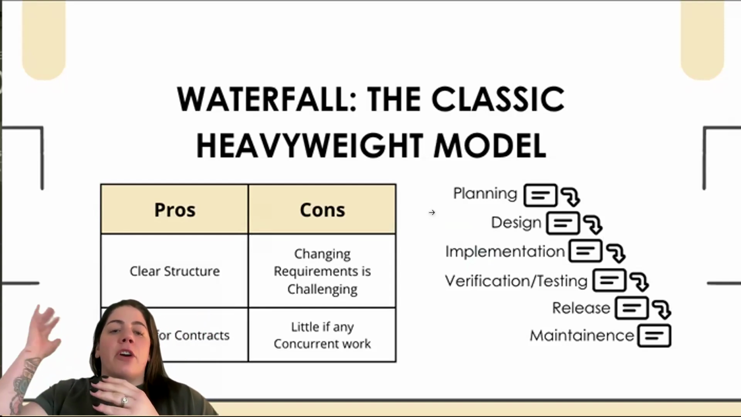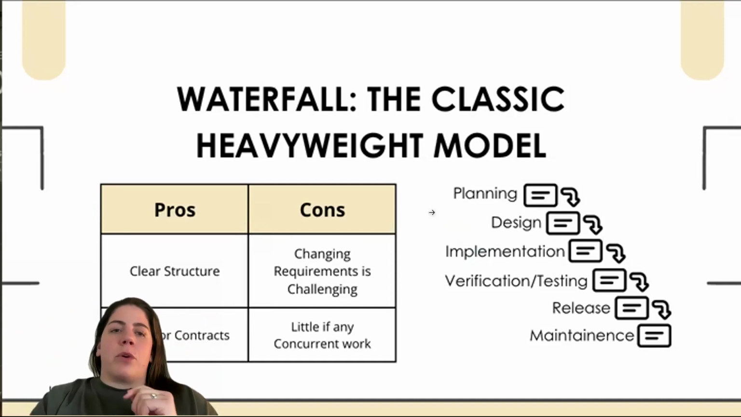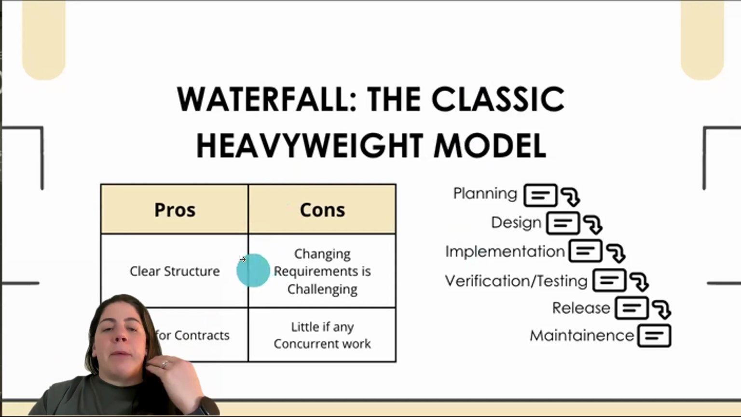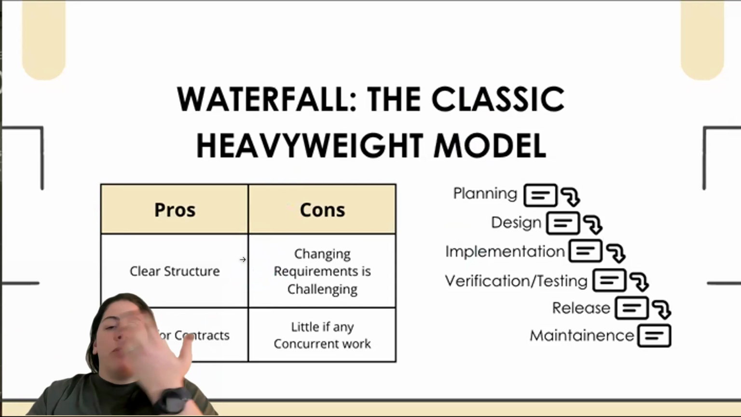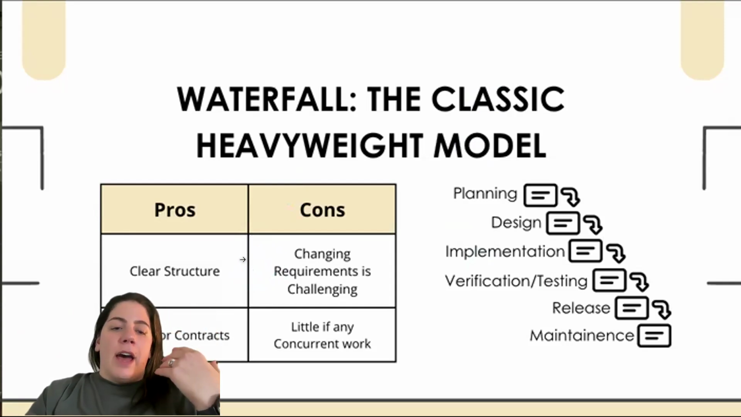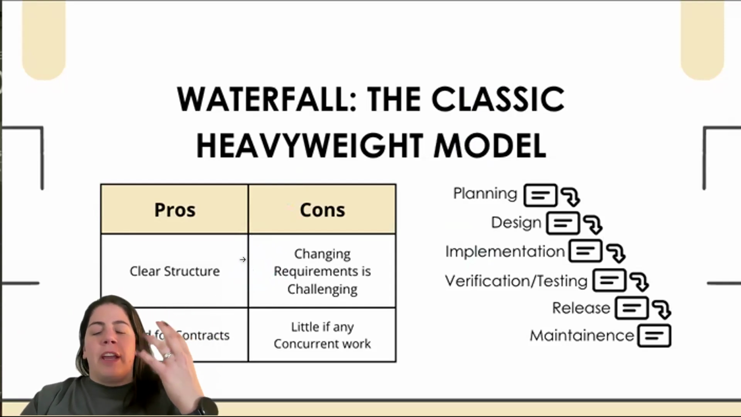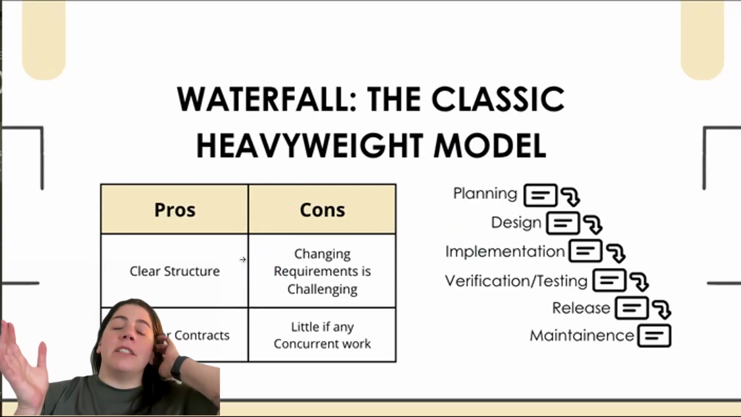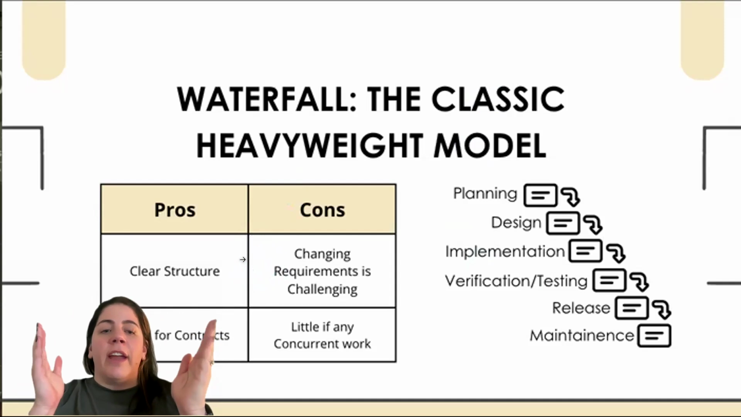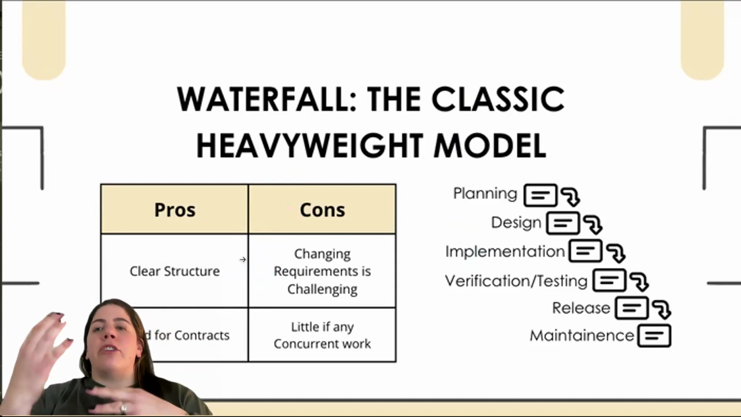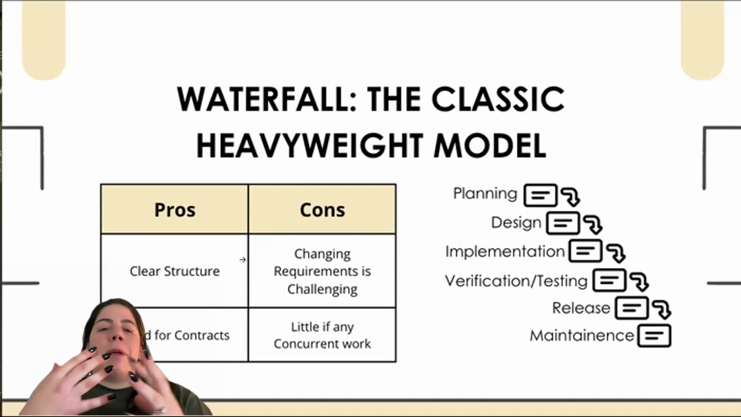Okay, now under the cons column, it's a different story, right? We can see that changing requirements becomes very challenging. And a lot of work that we do these days does have changing requirements. Think, for example, of the 2020 pandemic, when health requirements and rules were constantly changing. There was all of this turnover and changing of rules and new information being found.